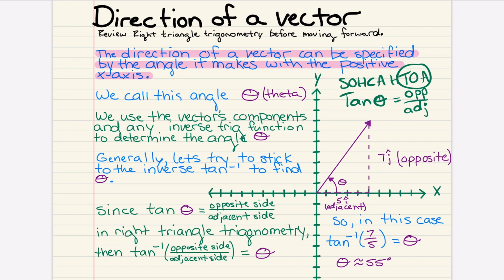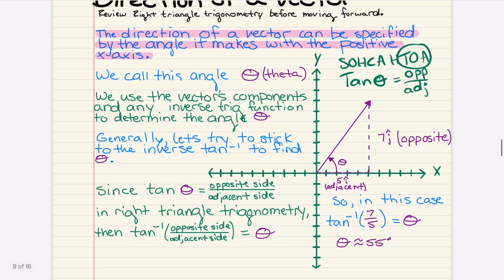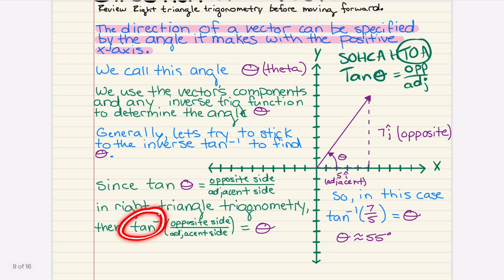But we don't know what theta is, so that's why we use the inverse tan function. By definition of the inverse tan function, tan inverse of that opposite over adjacent, so tan inverse of 7 over 5, is equal to our angle theta. We'd plug tan inverse 7 over 5 into the calculator to find angle theta. If you did that yourself, making sure you kept everything in degrees, you'd get about 55 degrees for this angle. And if you look at it, it does look like it's about 55 degrees.